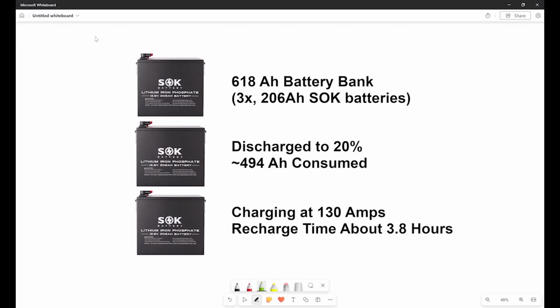So let's talk recharge times. If we had that 618 amp hour SOK battery bank and we brought our batteries down to 20% state of charge before recharging them, we would need about 4 hours of drive or idle time to recharge the bank.